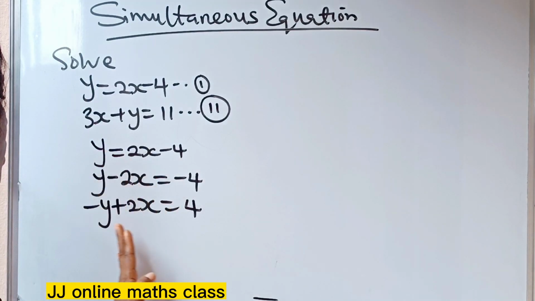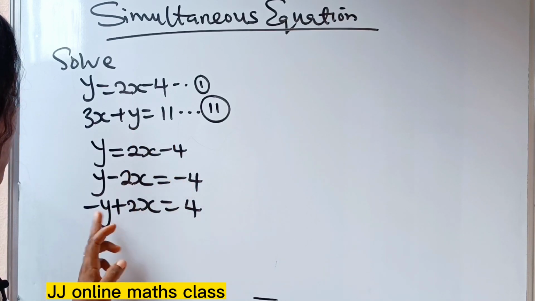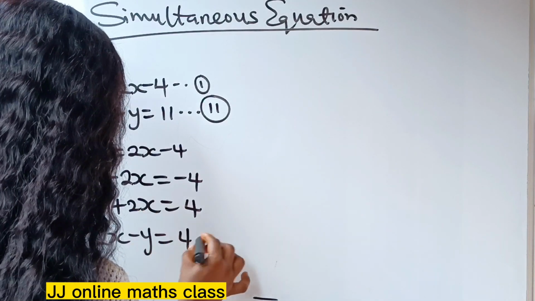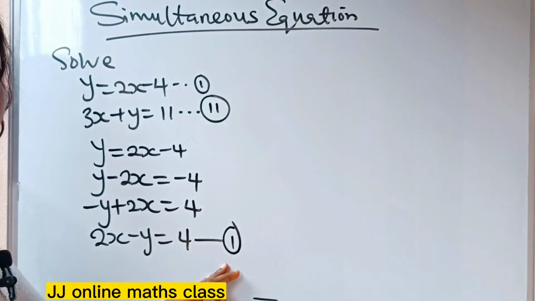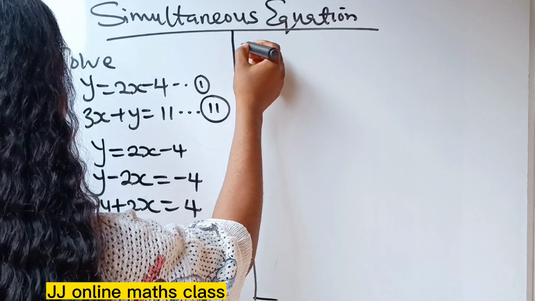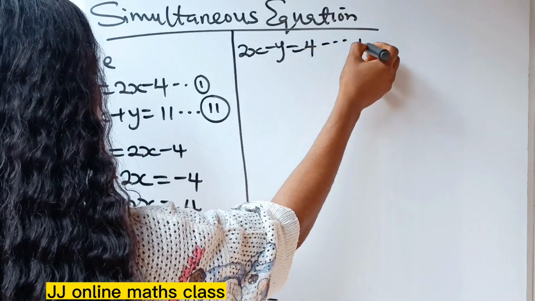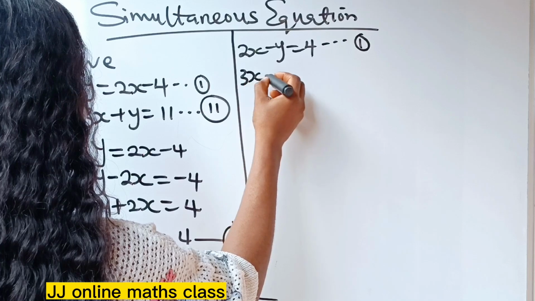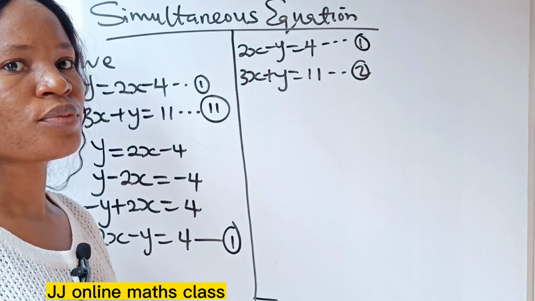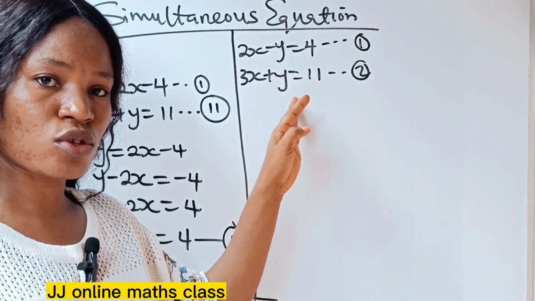Now I want to rearrange this so that it will be in this form. So I'm going to have plus 2x minus y, so it's going to be 2x minus y is equal to 4. This now becomes our equation 1. So I can now rewrite the question as 2x minus y is equal to 4, this is equation 1, and 3x plus y is equal to 11, this is equation 2.